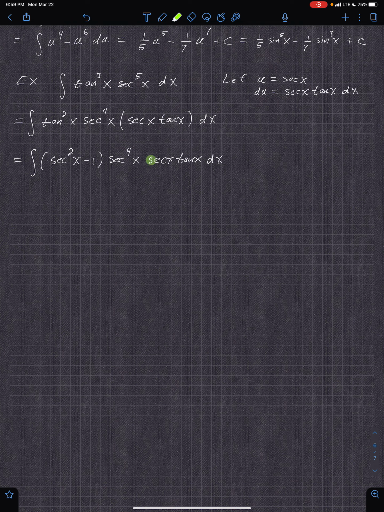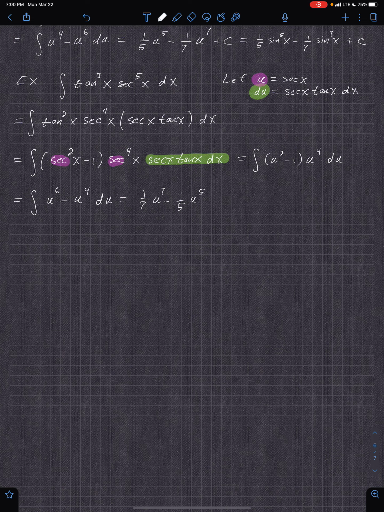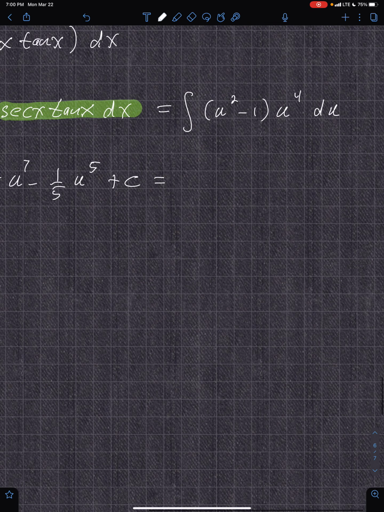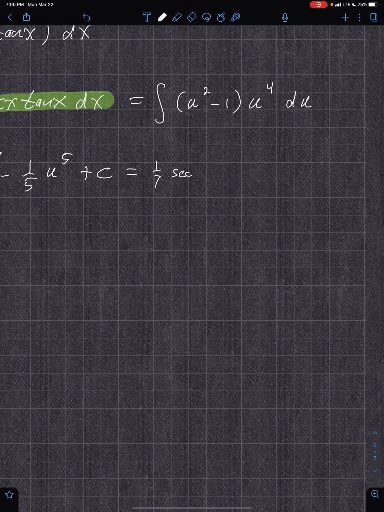So there you go. That's what you're looking for. This guy is your du with your choice of u being the secant. And so you substitute and you end up with the integral of u squared minus 1, then that's u to the fourth du. And then now you have just a polynomial to integrate. So it's the integral of u to the sixth minus u to the fourth du. So that's 1/7 u to the seventh minus 1/5 u to the fifth plus c, and we substitute back. Substituting back, we end up with 1/7 secant to the seventh x minus 1/5 secant to the fifth x plus your arbitrary constant c.